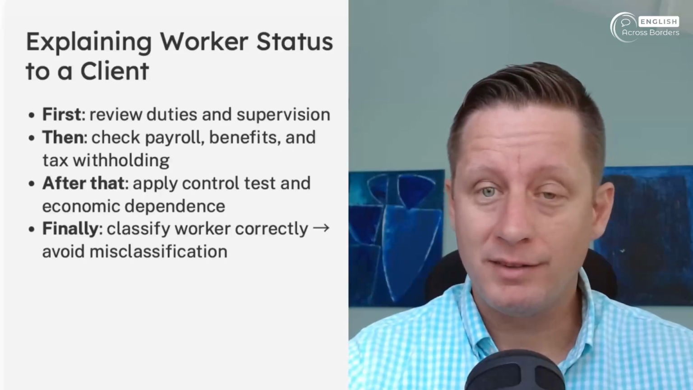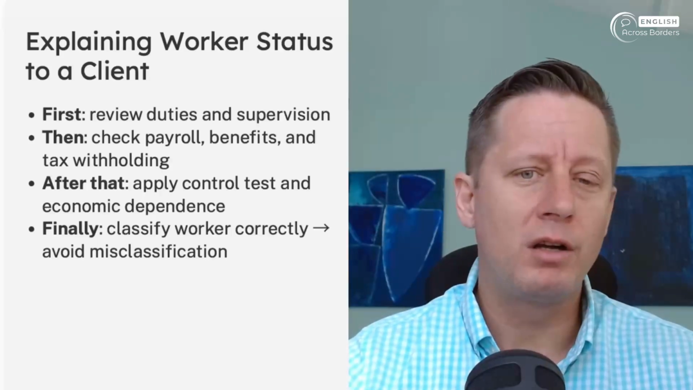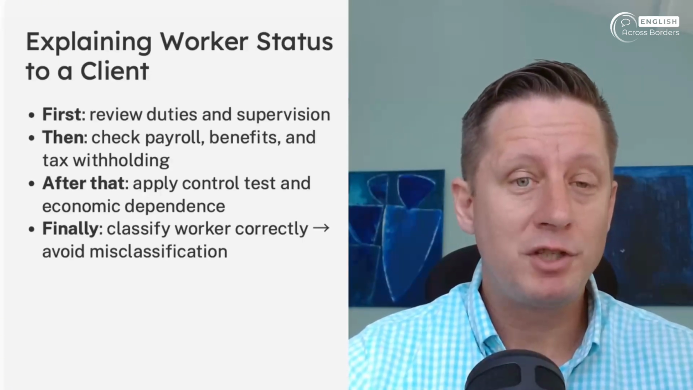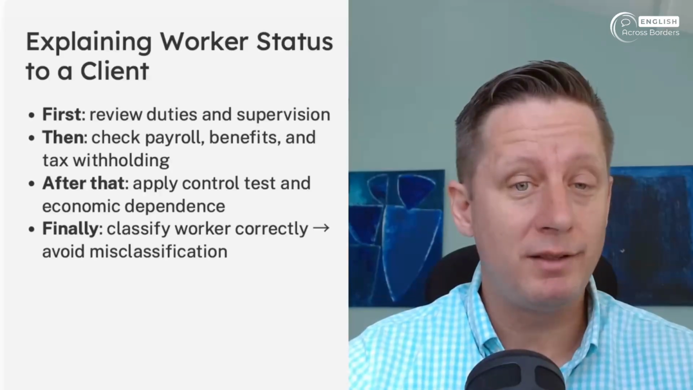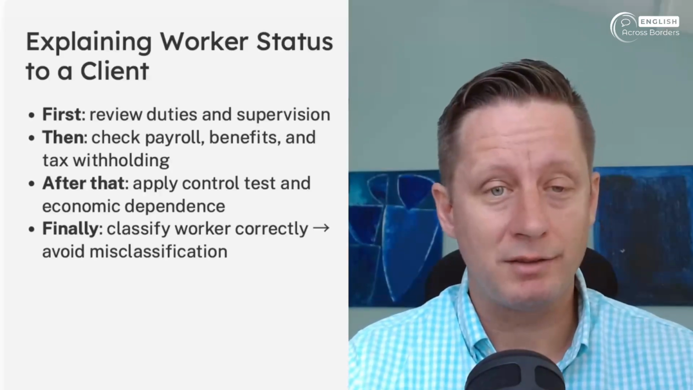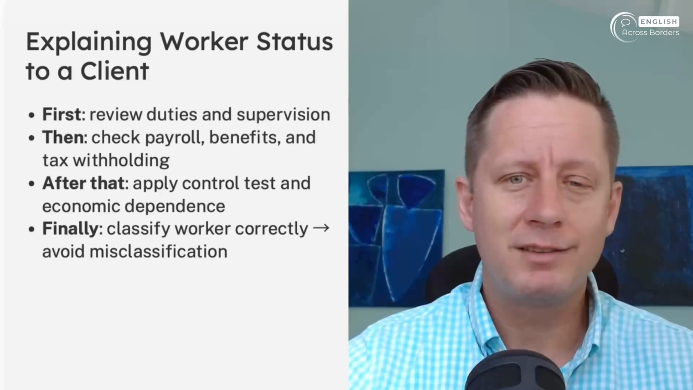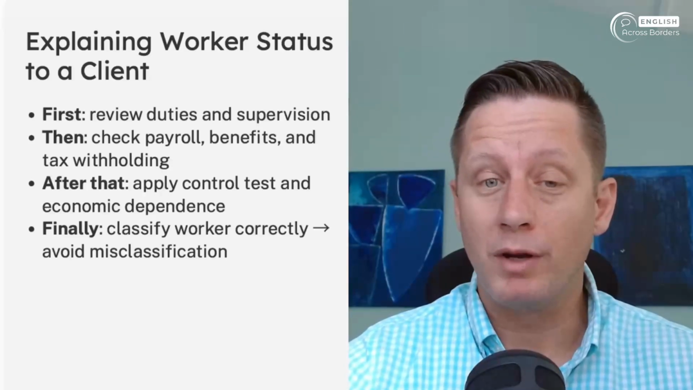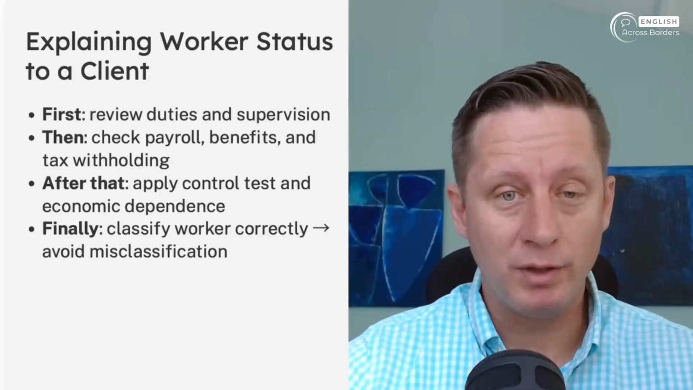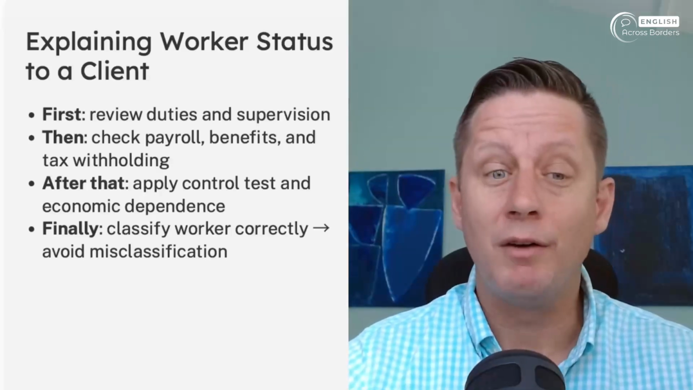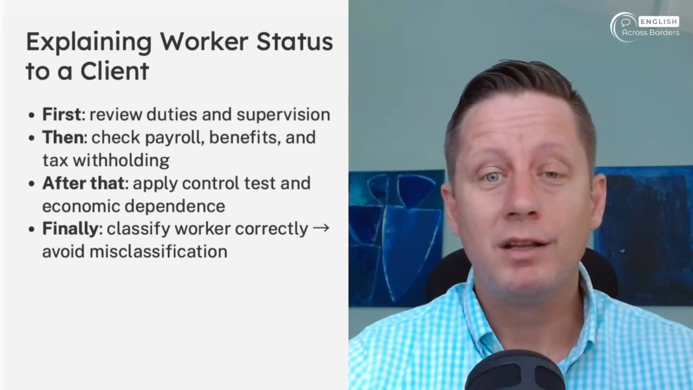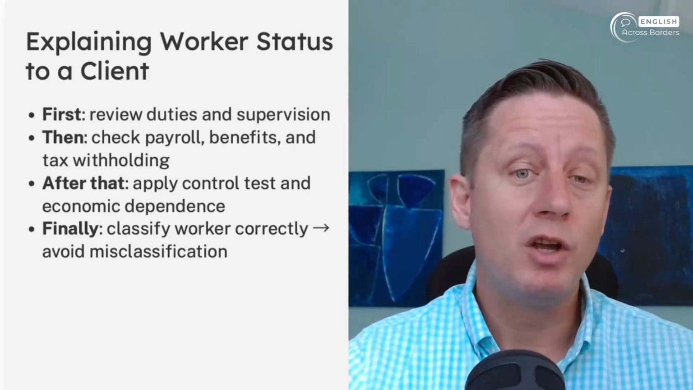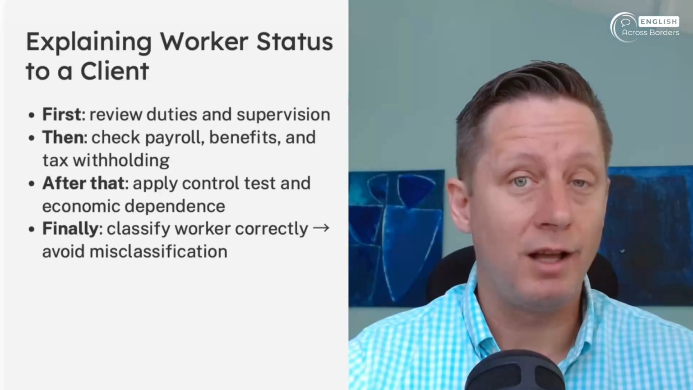The owner nods and says, so, if she's working long-term under our direction, she is an employee. But if she was doing a short project independently, she could be a contractor. The lawyer concludes, exactly. Correct classification protects both the worker's rights and the company from legal risk. This story shows how vocabulary, grammar, legal phrases, and key expressions come together to explain worker status clearly to clients.